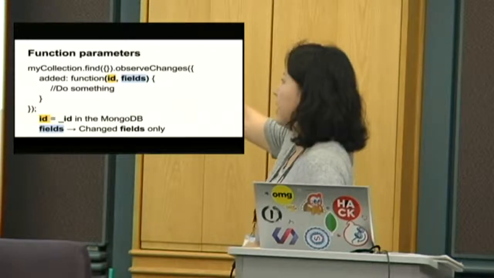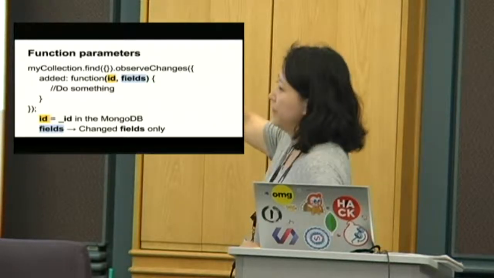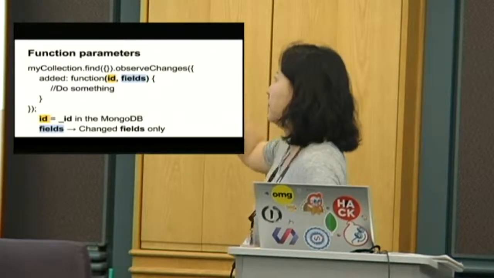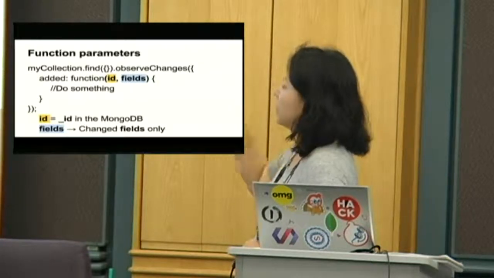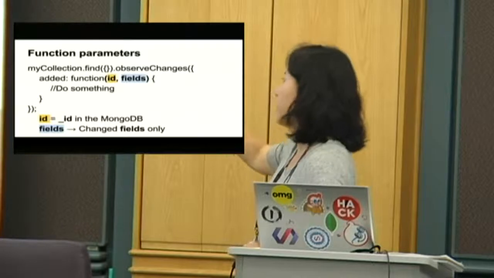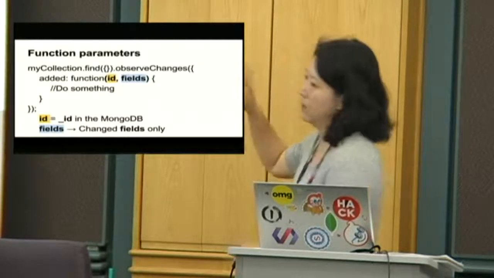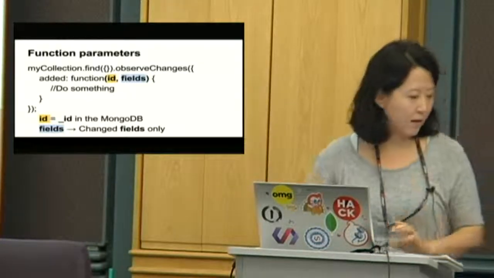So you have here ID and fields, and in the results that are coming back, ID is actually the Mongo object ID, so it's underscore ID, and the fields are whatever have changed. So you have both observe and observe changes. With observe, you get back the complete document. With observe changes, you just get the fields. So just pointing that out.